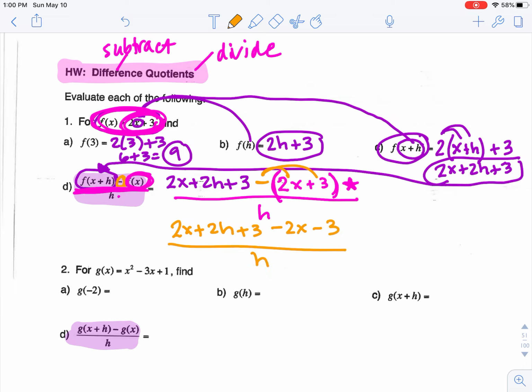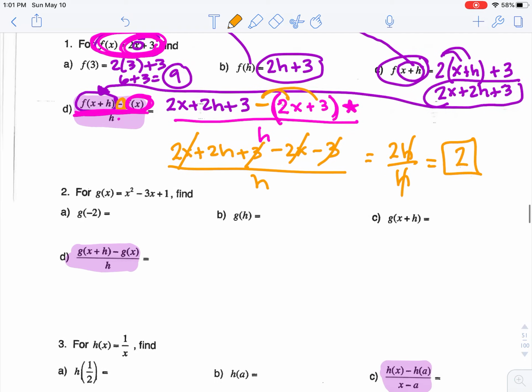Now the cool thing when we do these difference quotients, why they're so important and why you are really going to like them, is that at the end, all kinds of things cancel and simplify. Isn't that cool? So now I'm just left with 2h over h. Oh my gosh, even more simplifies, which is just 2. So some of them simplify nicer than others. Others are going to be a little more complicated, but it'll still have something at the end that does simplify and cancel out. Okay, so number 2, I want you to try on your own.